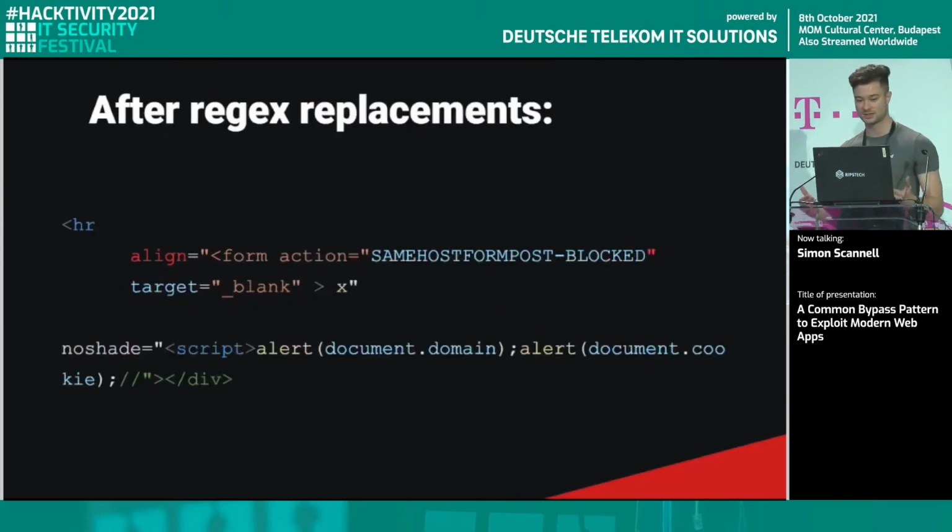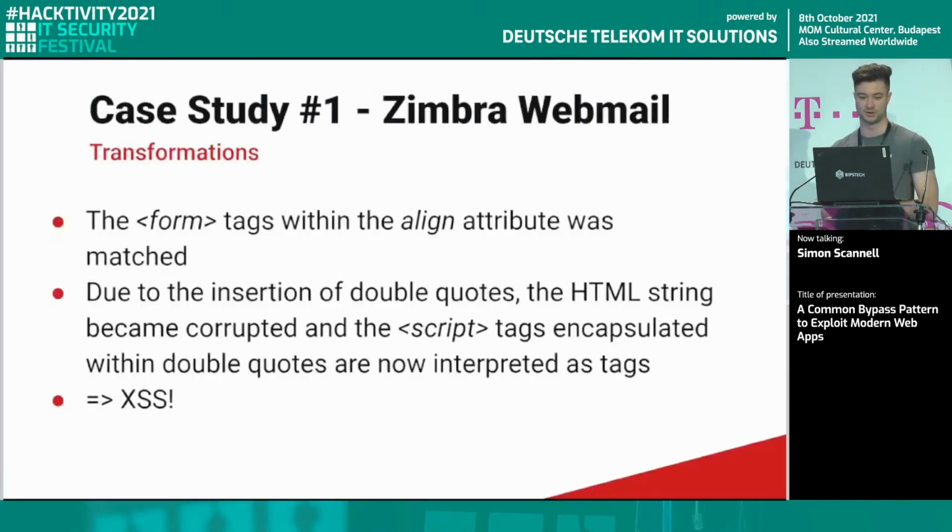So after the last step, the regex replacement, we actually trick the JavaScript file to insert the form tag with the default action attribute into the string. And with it, we inject another double quote. Now the balance of the double quotes is messed up, which leads the browser to interpret the script tag as an actual tag, which means we have just gained XSS, which is how this would work.